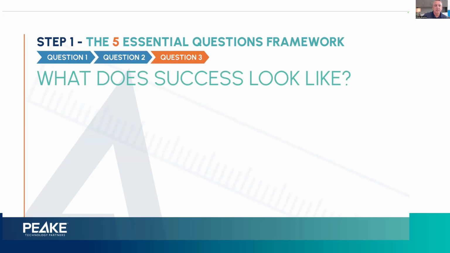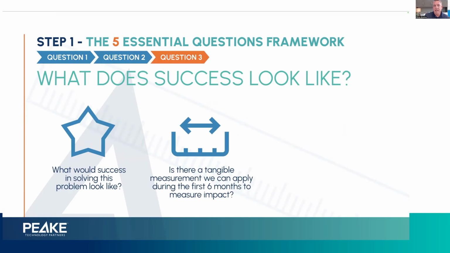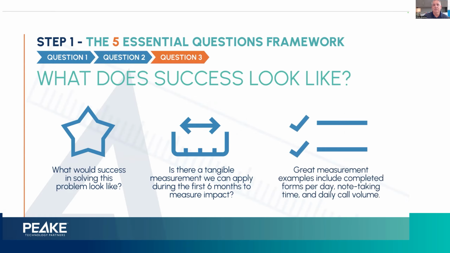The next question is defining success. What does success look like in this process? So we've defined the problem. We've answered the question if it's AI appropriate. Now we're looking at success and coming up with some definition that's tangible of what success looks like.